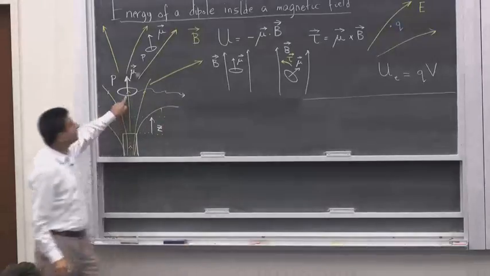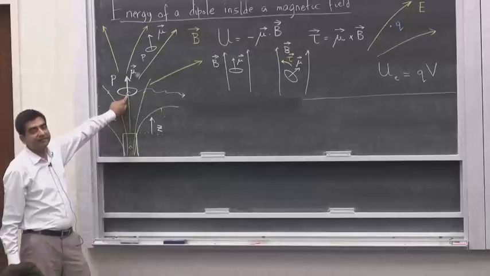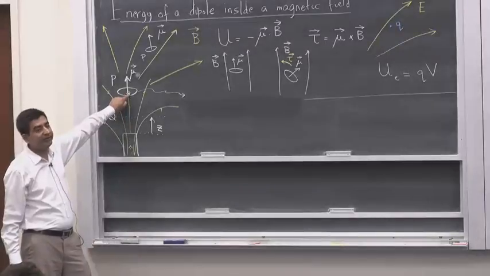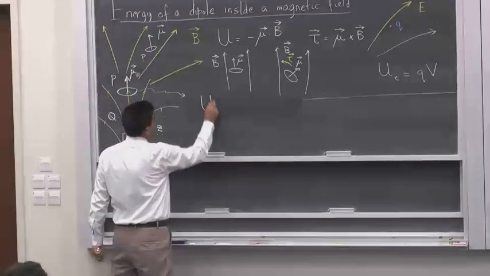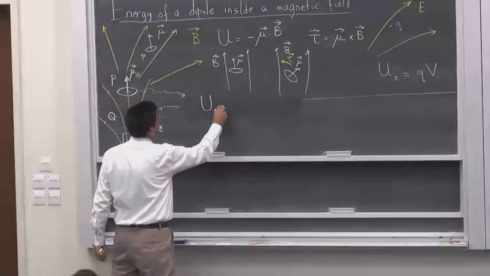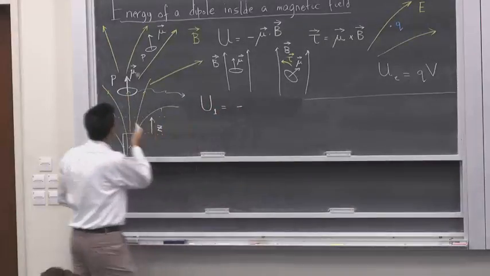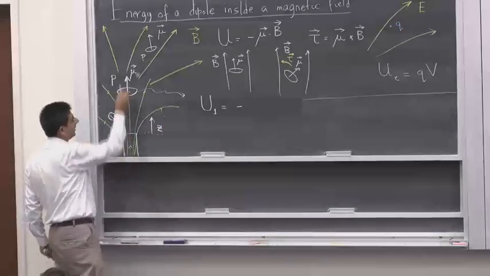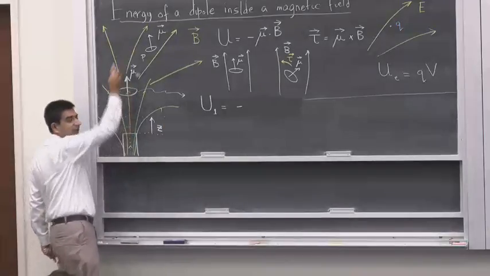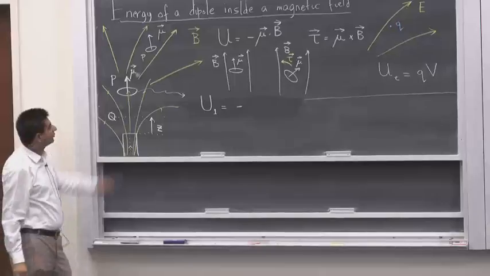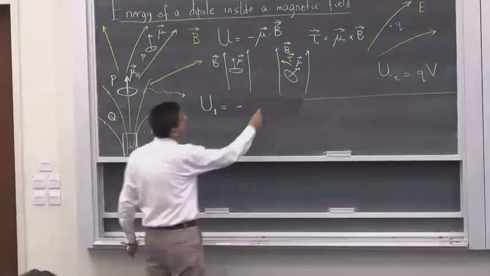Now what's the energy of this dipole placed at this point P? You have to know what the field is at point P. So at point P, let's call the potential energy U1. U1 is given by minus. Now suppose the magnetic field is still pointing in the upward direction, so you're along the axis of this bar magnet. So the magnetic field always is pointing in the upward direction. So at this point, suppose the magnetic field is B1.